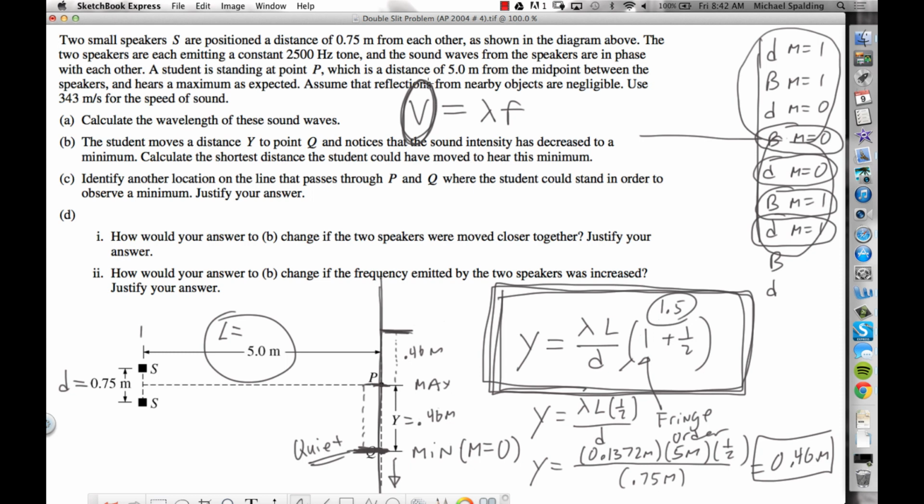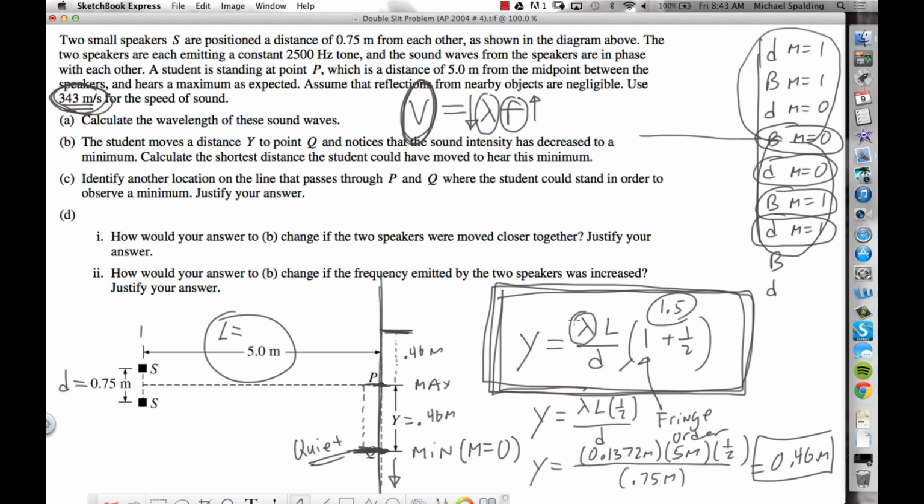Velocity for a given wave remains what? Constant. I mean, the speed of sound is the speed of sound, whether it's a high frequency or a low frequency. The velocity of the sound is going to stay constant. So if the frequency increased, look, increasing the frequency is going to do what to the wavelength? Decrease it. An increase in frequency is going to decrease the wavelength.